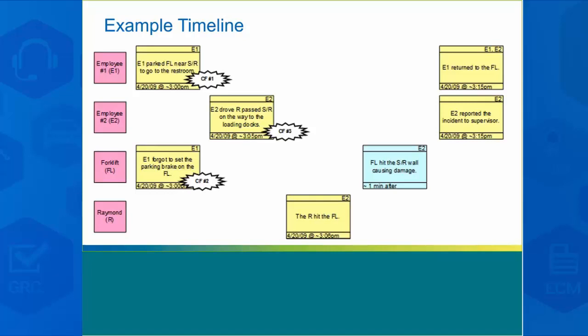And we can do this model and basically realize that our causal factors were right there on the model. Employee 1 parked the forklift near the storage rack to go to the restroom. Employee 1 forgot to set the parking brake, and then employee 2 drove by on the way to the loading docks. It's a very fantastic tool, team-oriented, and again, it's visual and graphic.